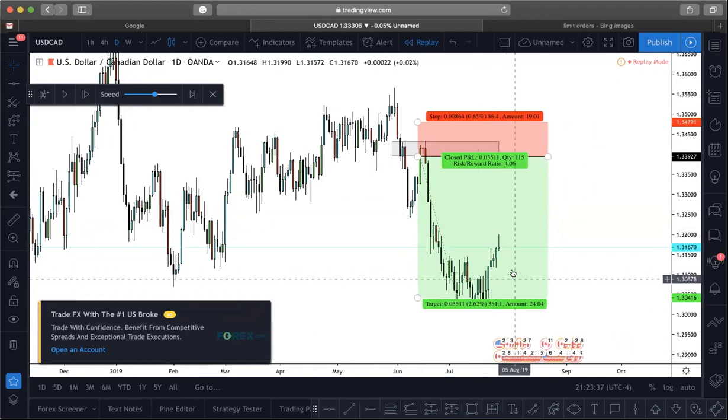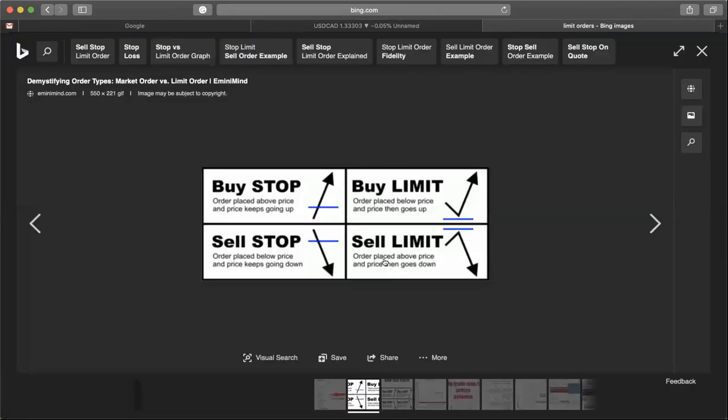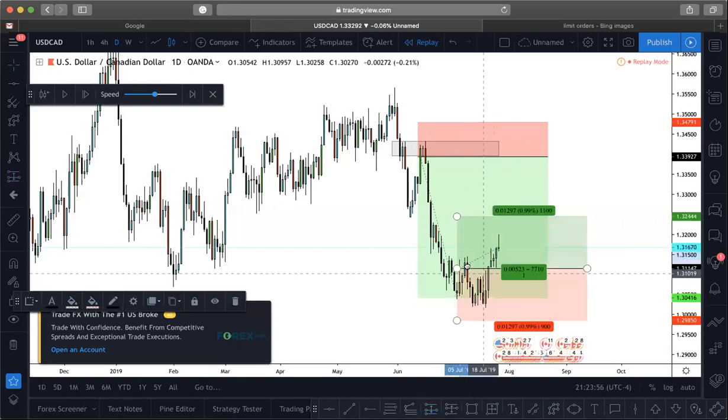So that is the sell limit. And I would save this picture, send it in the group so you can review it, right? The buy limit is exactly the opposite. It would just be a trade that you enter.